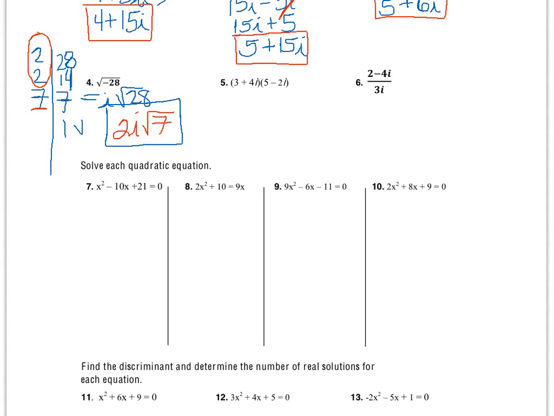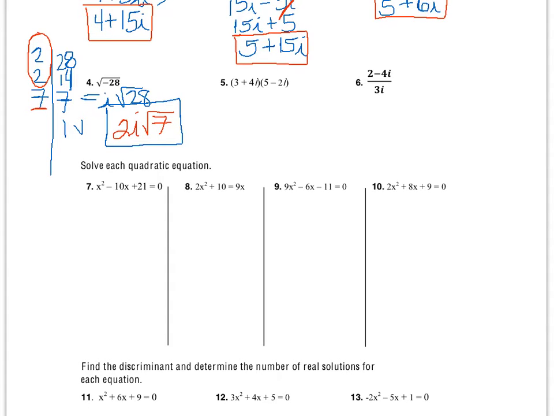Moving on to number 5, we have another problem with 2 sets of parentheses. But in this case, there is no operation symbol in between the parentheses. So we are simply just going to multiply. And it might not be clear in this video, but on your piece of paper, on your study guide, it says 3 plus 4i and 5 minus 2i.